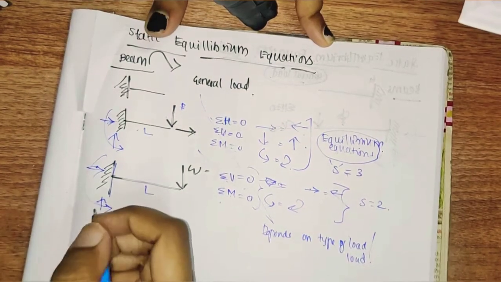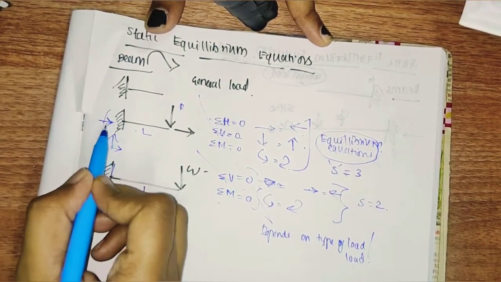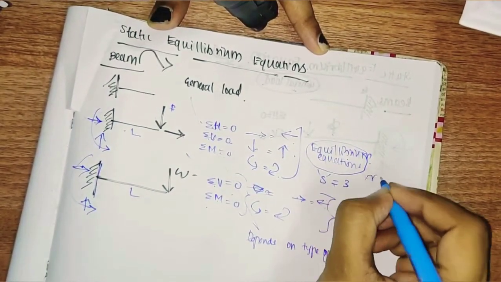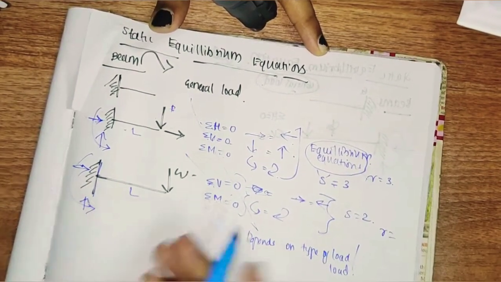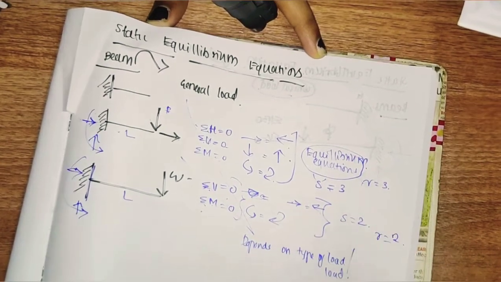Next is the number of unknown reactions. We should find all these reactions. So what is the number of reactions here? Here it is 3. Here, with summation of V equal to 0 and summation of M equal to 0, the number of reactions will be 2.